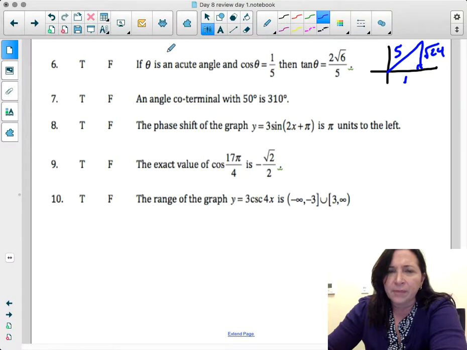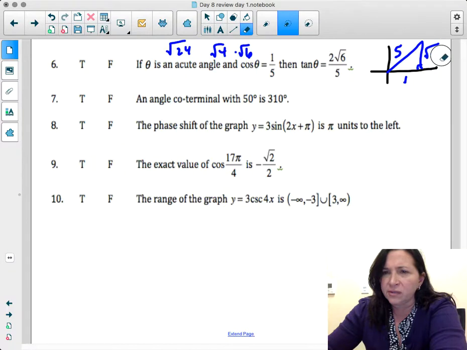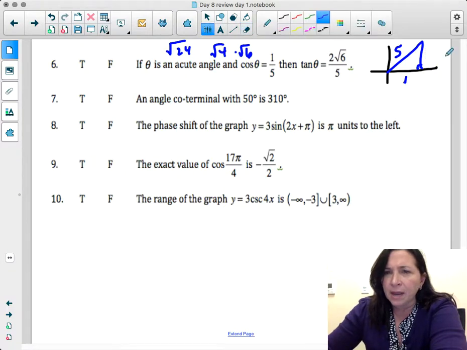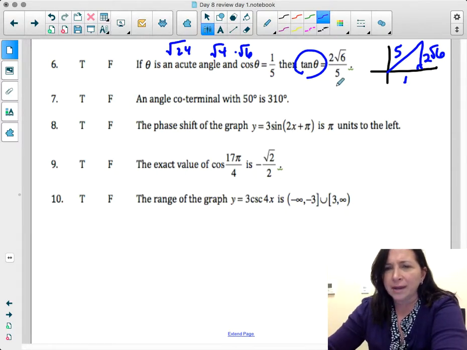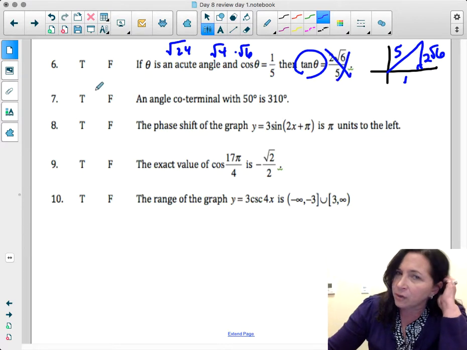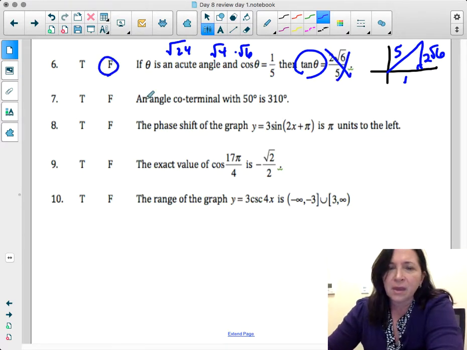Let's reduce that. The square root of 24, that's 4 times 6. So we're going to go square root of 4 times the square root of 6. So that's going to be 2 root 6. So I'm going to fix this root 24, and I'm going to make that 2 root 6. Okay, they want to know what tangent is. Now remember, tangent is opposite over adjacent. Well, opposite over adjacent would be 2 root 6 over 1, not over 5. So that's incorrect. So that's a false statement.